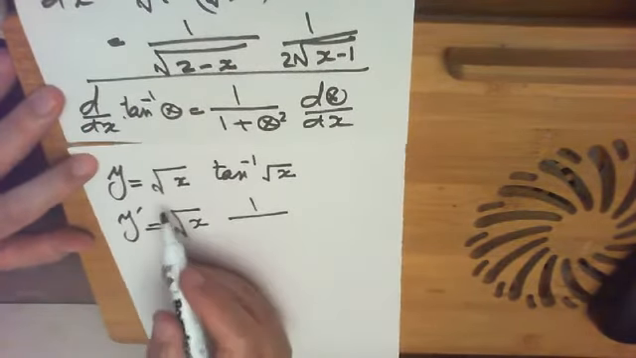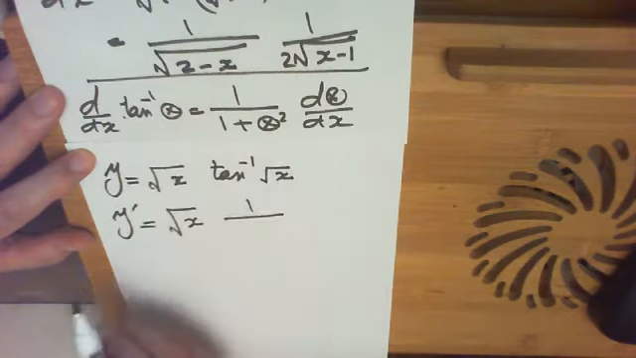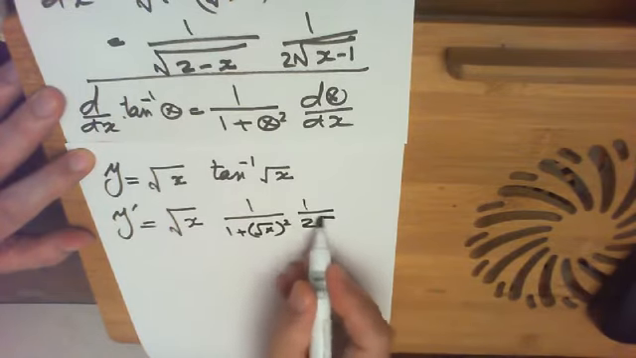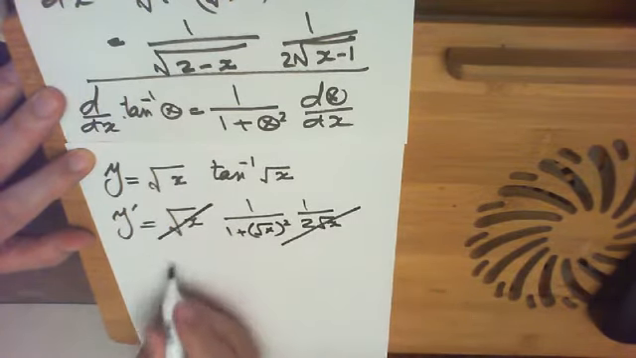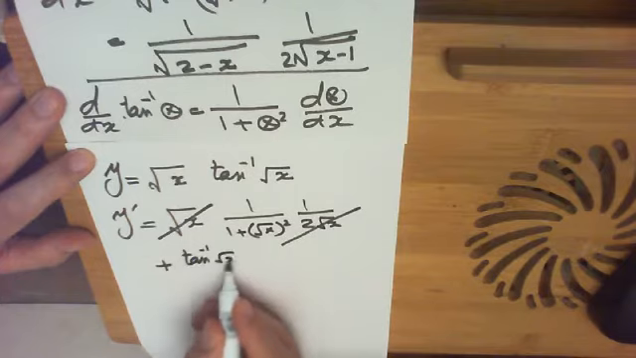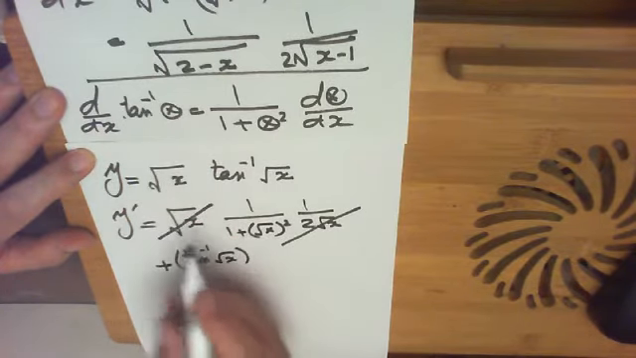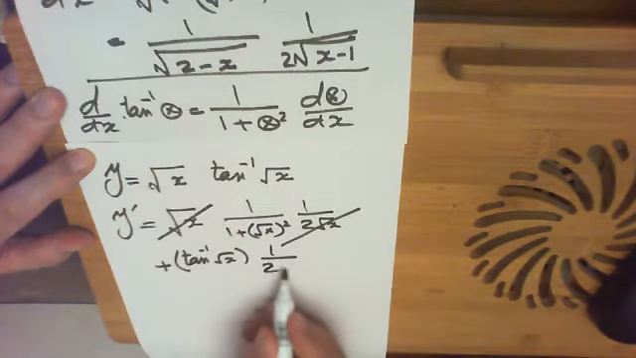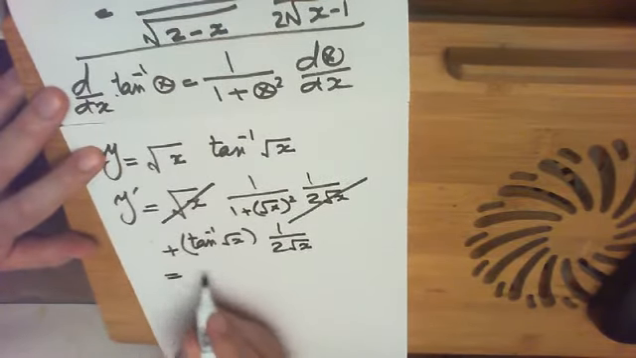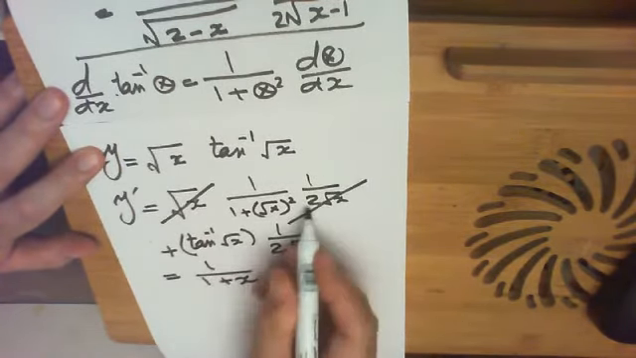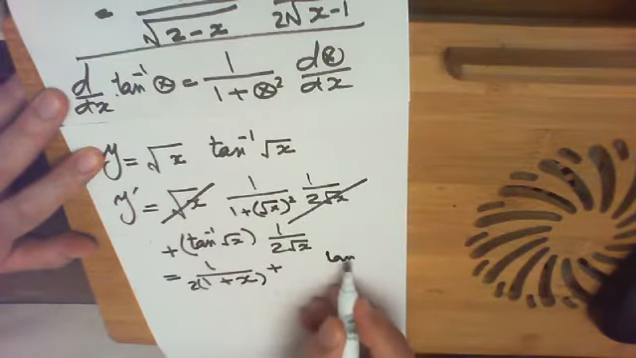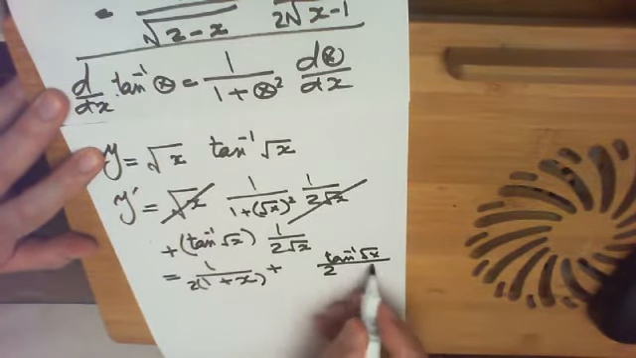So root x times the derivative of tan minus 1 root x, which is 1 over 1 plus root x all squared, times the derivative of root x, which is 1 over 2 root x. As you see, this will cancel this. Plus tan minus 1 root x times the derivative of root x, which is 1 over twice root x times the derivative of x, which is 1. Okay, so in simplest form we have 1 over 1 plus x, there is 2, plus 1 plus tan minus 1 root x, divided by 2 root x.